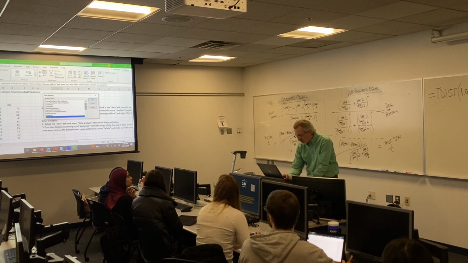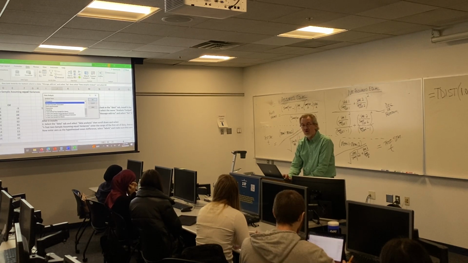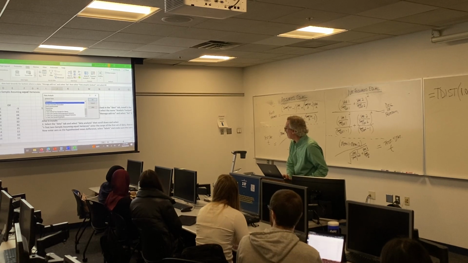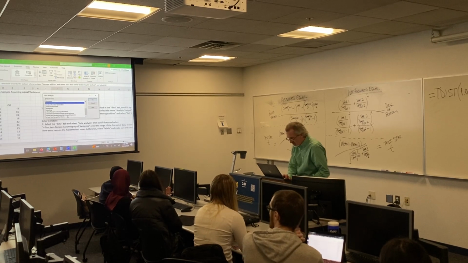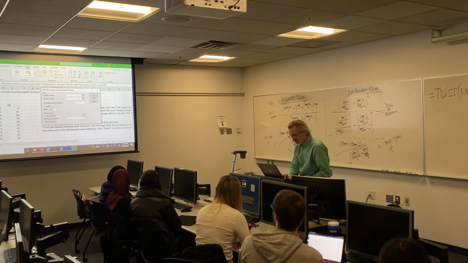Now select, look at all these options here. We're doing t-test two sample assuming equal. The other Excel spreadsheet, you're going to select this one below it, assumed unequal. But right now we're doing assumed equal variances, right there. It will open up a dialog box.